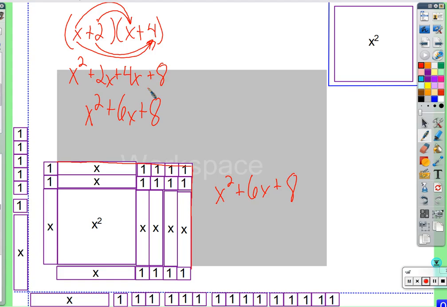Let's do another one. Okay, we'll make it a little more exciting. So I want you to remember what that looks like. I'm not going to build the sides of this thing for you this time, and I'm going to see what you come up with. Okay. So let's get another one going.